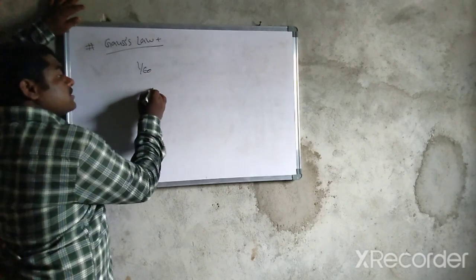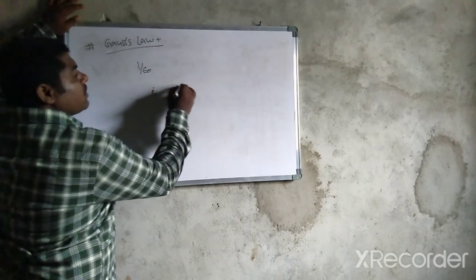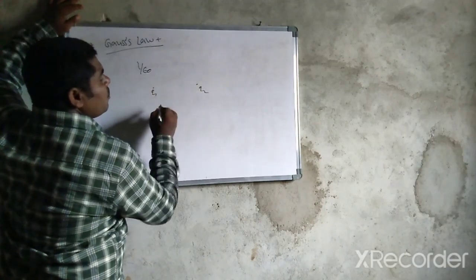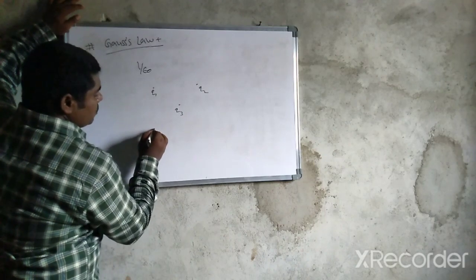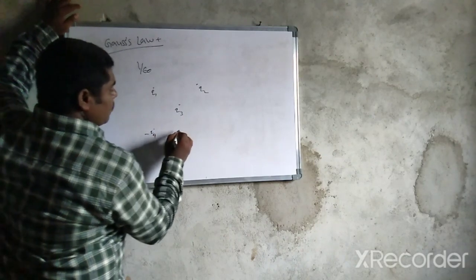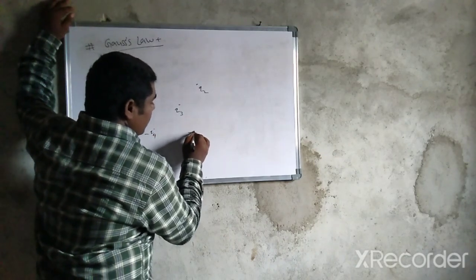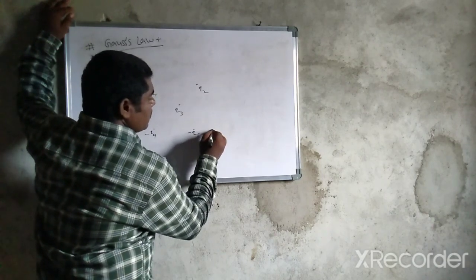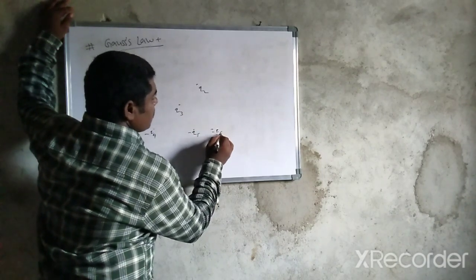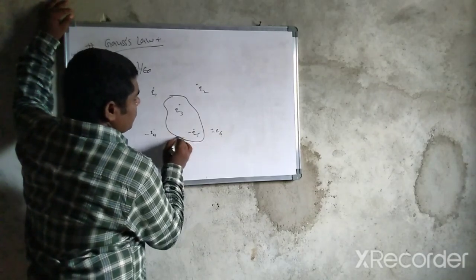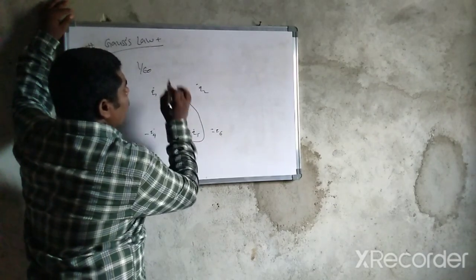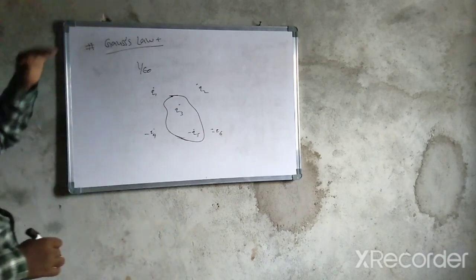Let us consider this one charge Q1, another charge Q2, another charge Q3, another charge Q4, minus Q4, another charge minus Q5, and another charge minus Q6. Let us consider this the enclosed or closed surface. This is the closed surface.